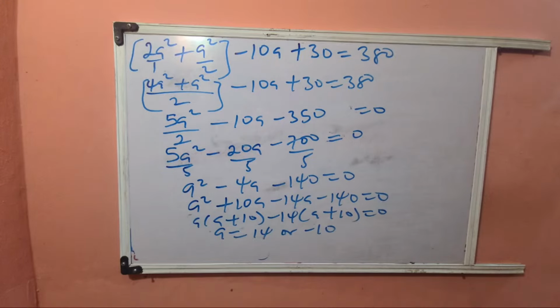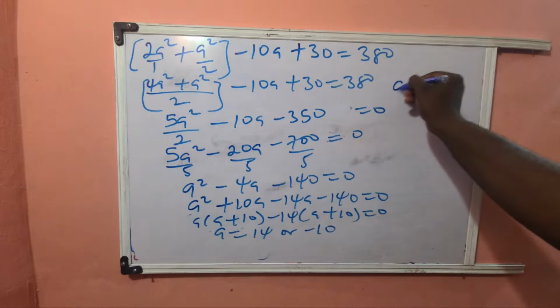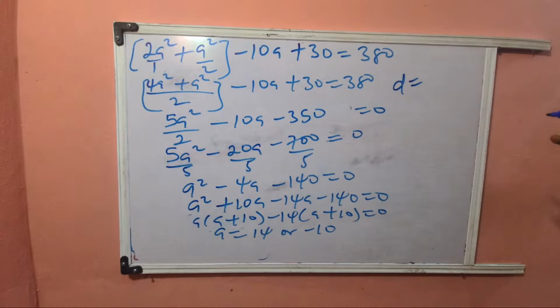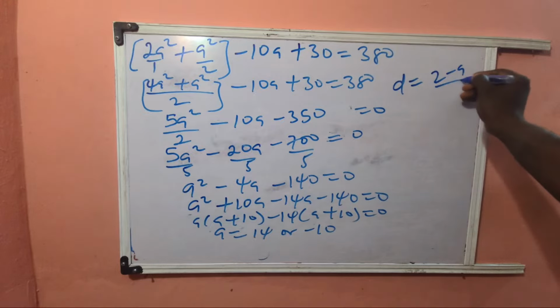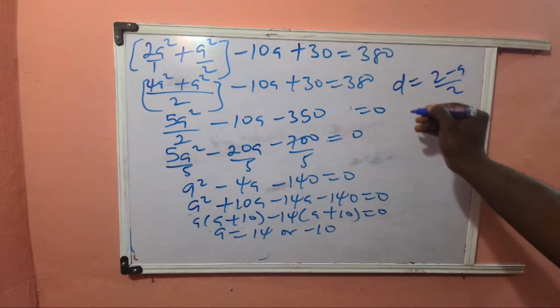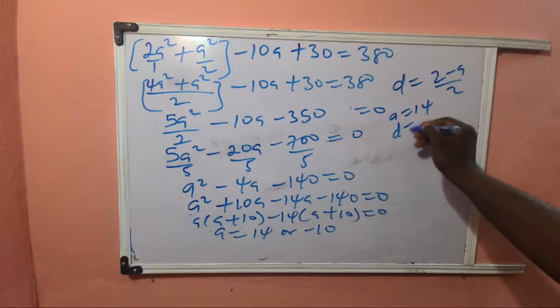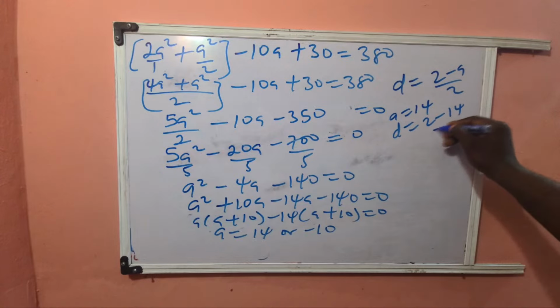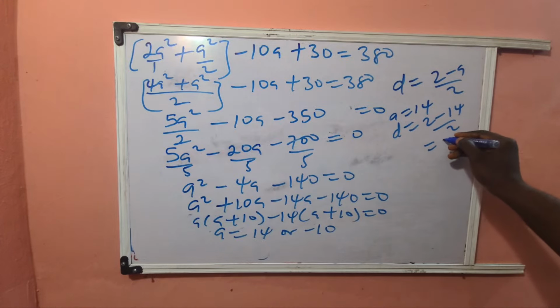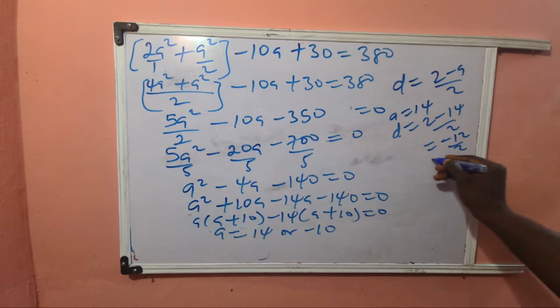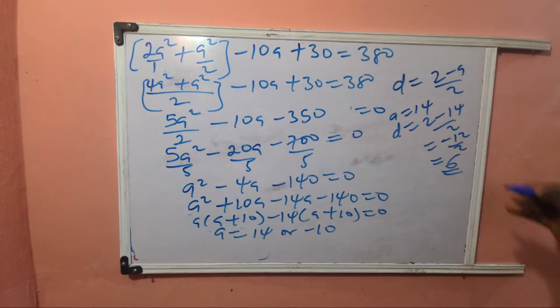All right, so when you decide to use your A as 14, don't forget our D was what? We got our D to be 2 minus A over 2. So if A equals 14, our D will be equal to 2 minus 14 over 2. That will be minus 12 over 2, that will be minus 6.